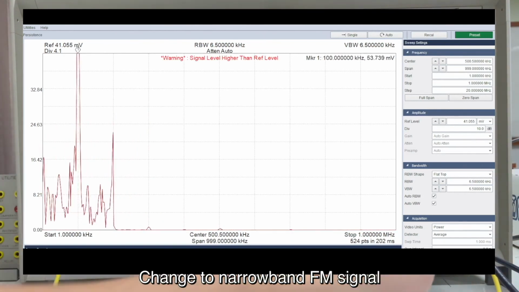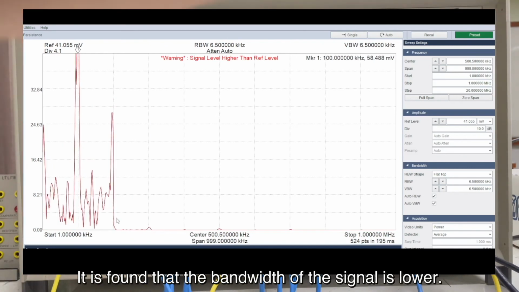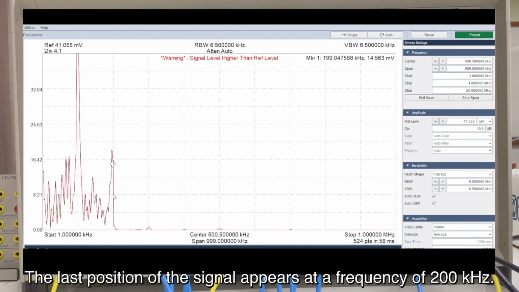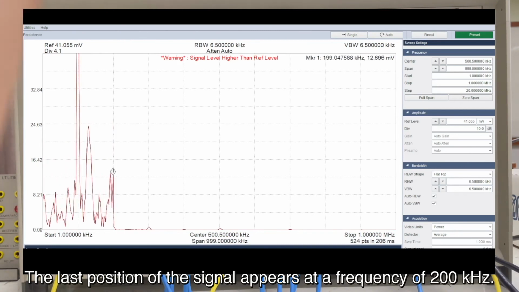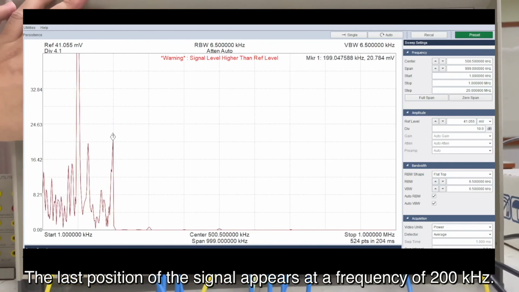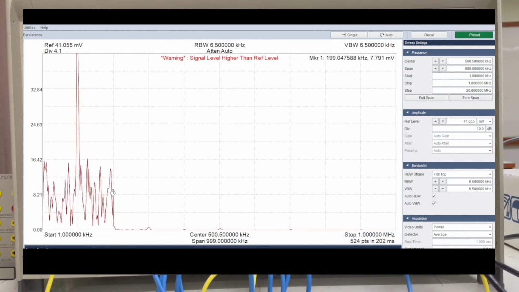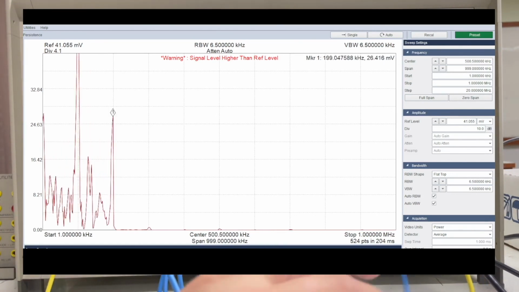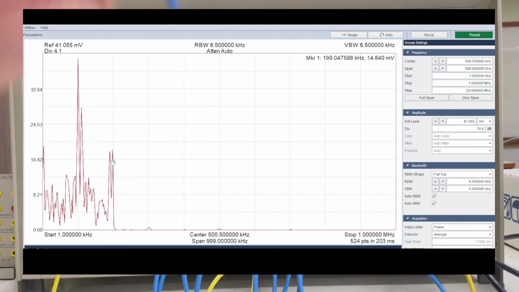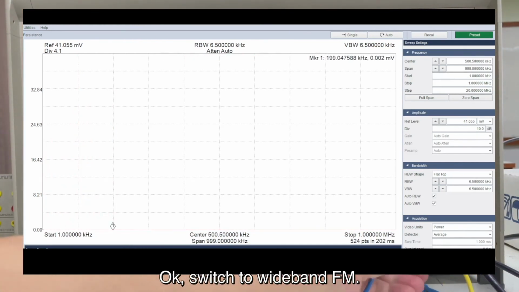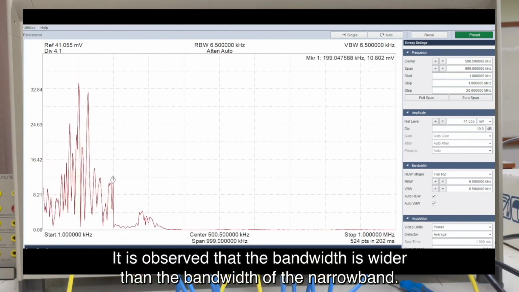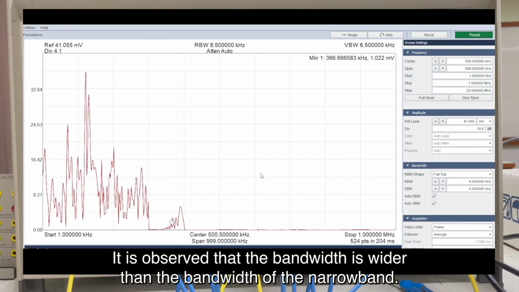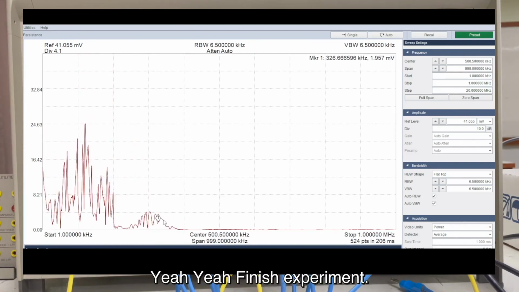Change to narrowband FM signal. It is found that the bandwidth of the signal is lower. The right position of the signal appears at a frequency of 200 kHz. Okay, switch to wideband FM. It is observed that the bandwidth is wider than the bandwidth of the narrowband. Yeah, finish experiment.